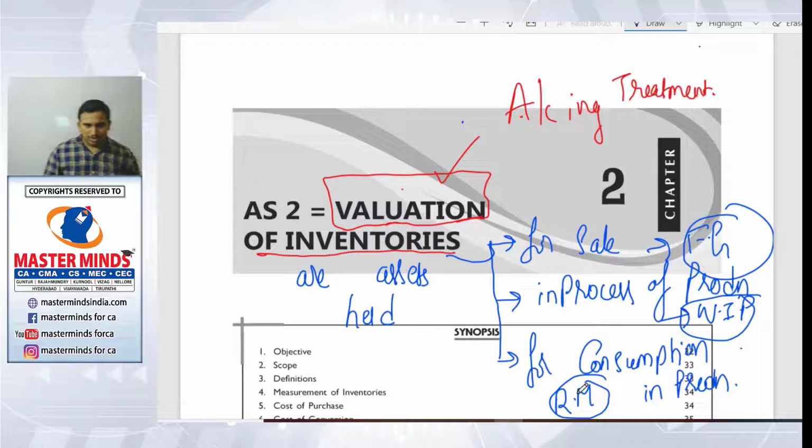Next one, in the process of production. The last one, for consumption in the production process. Now I'll give you one more example. Think over and tell me whether it is an inventory or not.